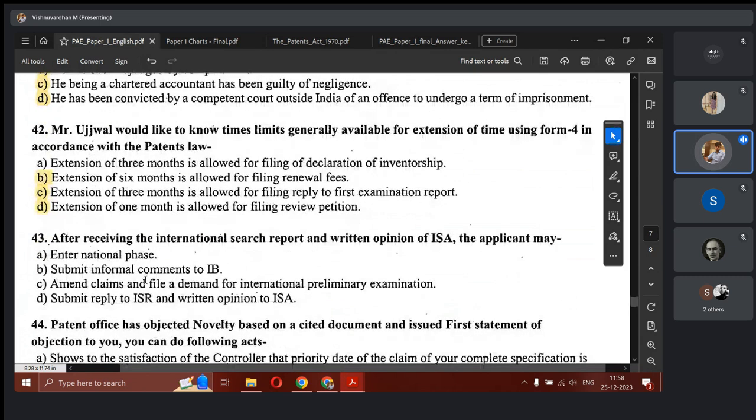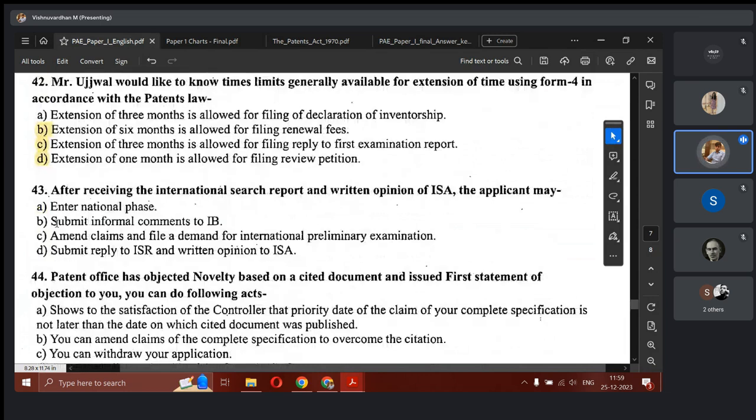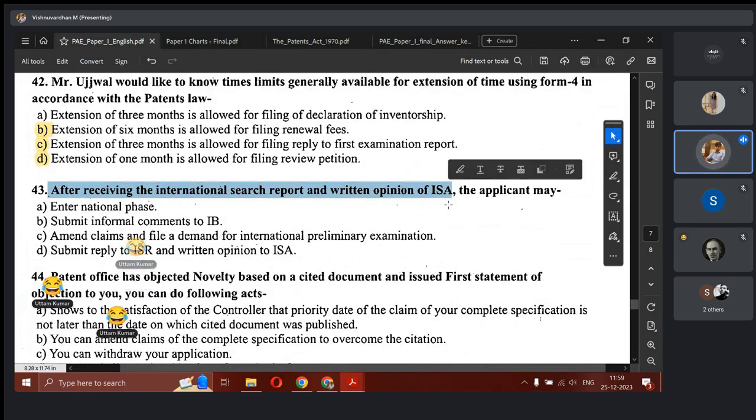Okay. So don't hold all this in your head, guys. All this is just rote learning. There's no logic to all this. Apart from that, 43: after filing the international search report and the written opinion of the ISA, the applicant may, what all can he do? He may enter national phase.